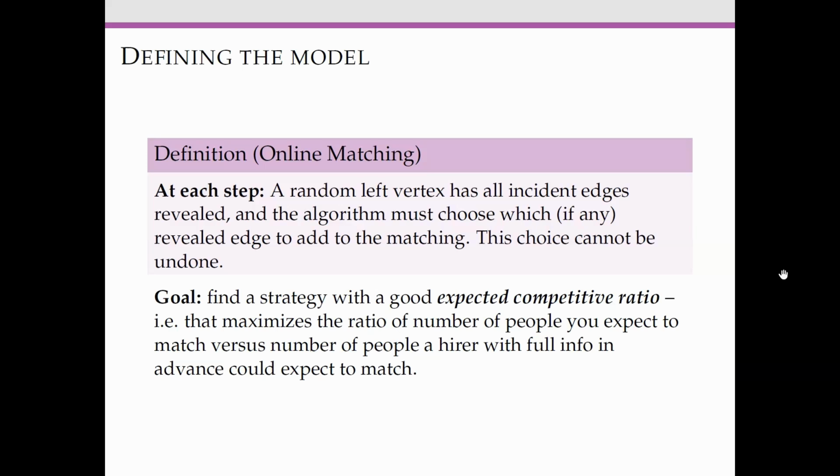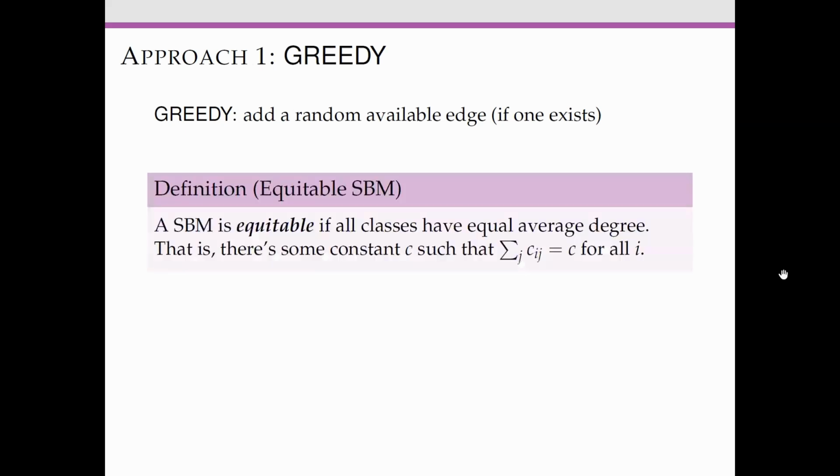So a natural starting point for us was to see how well the greedy algorithm does in our new setting. And it turns out that there's a nice case where it's still the best possible thing you can do, which is when all of your different classes have the same expected degree. And we called this equitable.